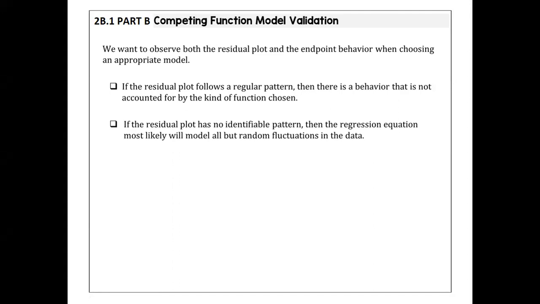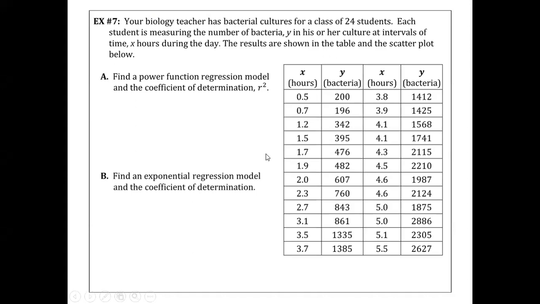All right, so 2B.1 part B, continuing with residuals and practicing. The difference here is that they gave us multiple tables. Your biology teacher has bacterial cultures for a class of 24 students. Each student is measuring the number of bacteria Y in his or her culture at intervals of time X hours during the day. The results are shown in the table and in the scatter plot below.